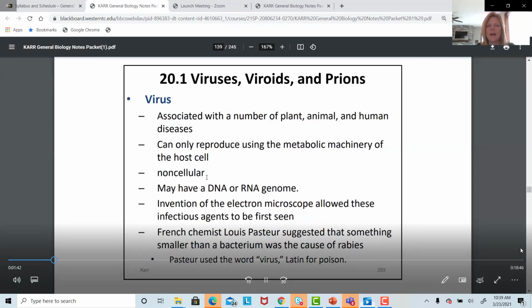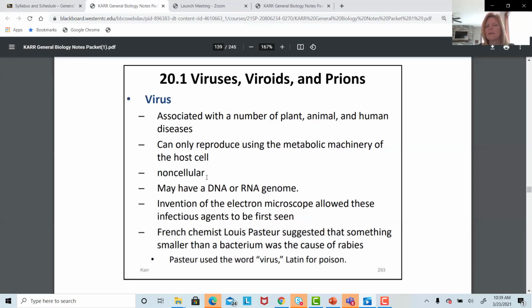So viruses are non-cellular, so they do not have organelles. They cannot survive in the environment. They can survive on surfaces for a short period of time, but they're going to die over time and become non-viable. They have DNA or RNA, so they're just small pieces of genetic material that is needed to reproduce and cause infection. We'll talk more about that.